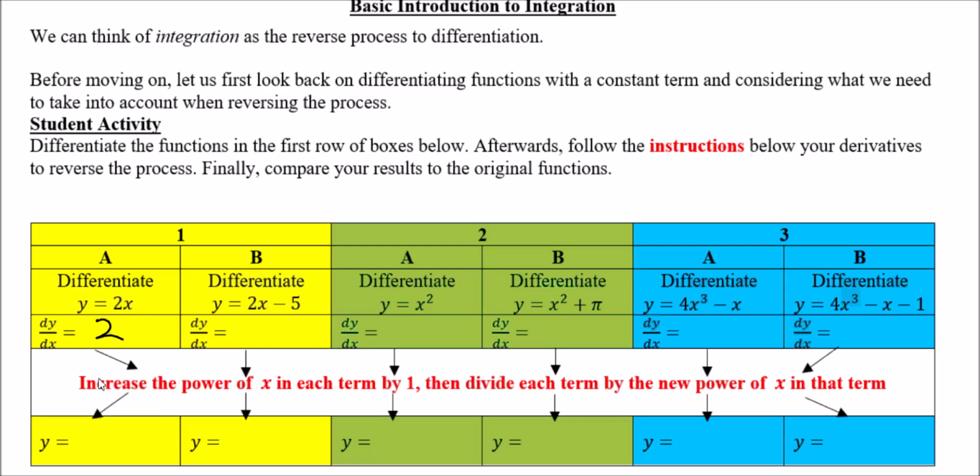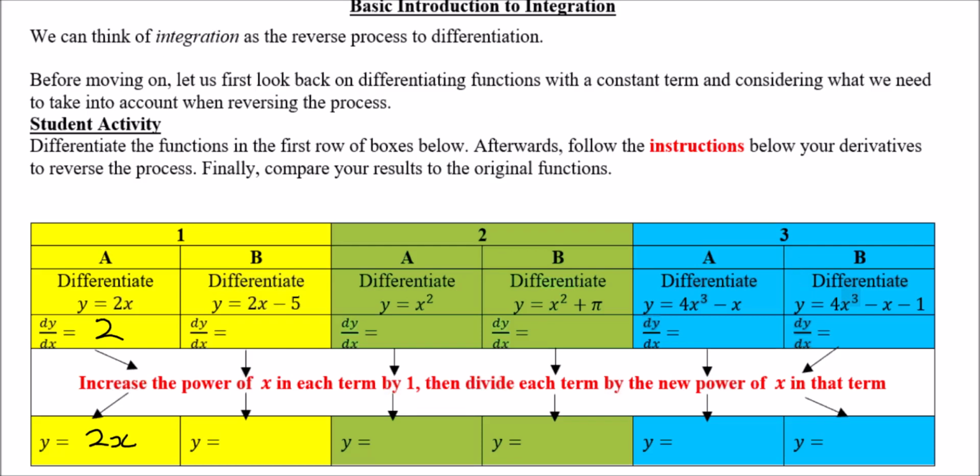Then follow this instruction in red: increase the power of x in each term by 1, then divide each term by this new power. And so this you need to imagine as being x to the power 0. So take the 0 up to a 1, so this will become y equals just 2x to the power 1. So what we end up with is exactly the same as what we've got here, and so we can see that we get the same and they match. So I want you to try this for 1 part B, 2A and B, and the blue ones at the end. If you want to pause the video and have a quick go at that, it shouldn't take you too long. Then we'll compare our answers, and then I'll try and talk you through what the whole point of this is. Okay, so pause now if you want to.